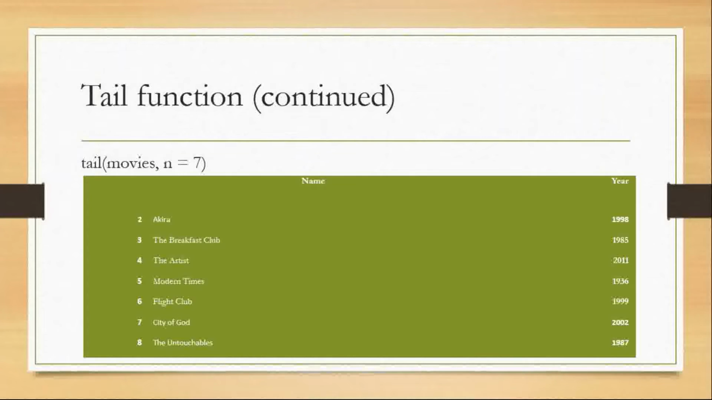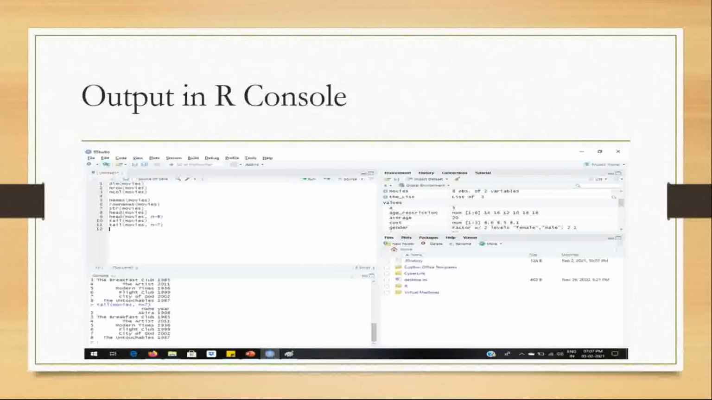So if you want to display any number of rows other than 6, you can specify it as a value to the variable n. So here I have given 7, and hence 7 rows from the bottom are displayed. We can try executing them in RStudio.